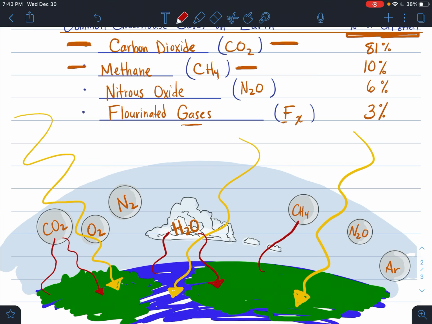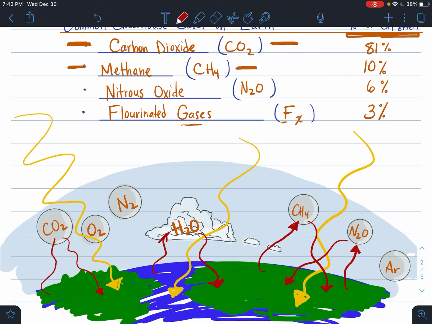Methane is another one that will absorb the infrared radiation and reflect it back to the Earth. Nitrous oxide will do the same thing. It will absorb infrared radiation and then reflect it back down to the Earth.